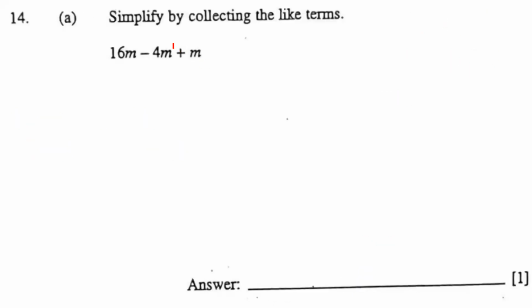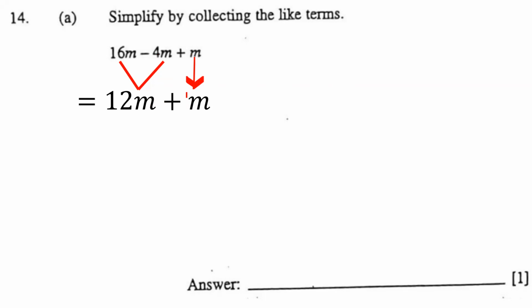Notice that it says simplify by collecting like terms. Now, all of these terms are like because all of them have m inside of them. So let's do it like this. We're going to say 16 and 4. So what is 16 minus 4? So 16m minus 4m is going to be 12m because 16 minus 4 is 12. And we just bring down this m, okay?